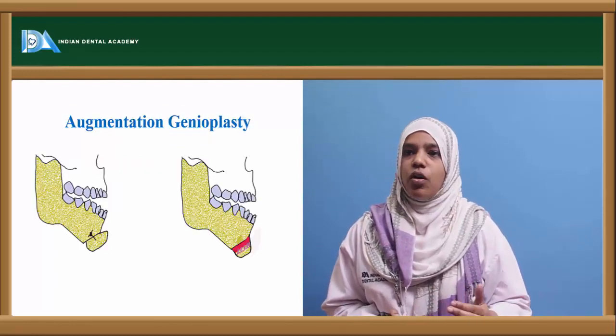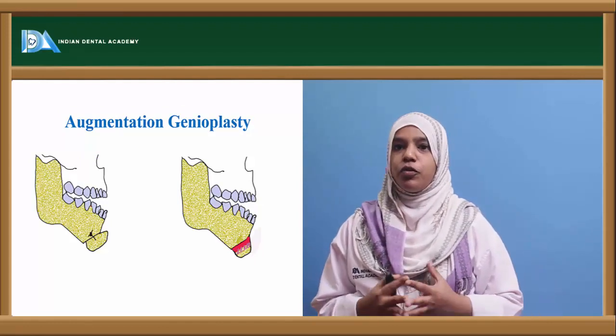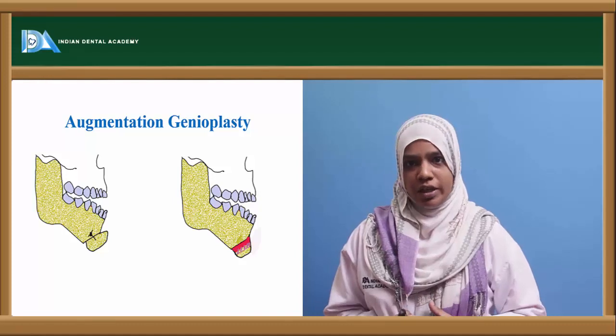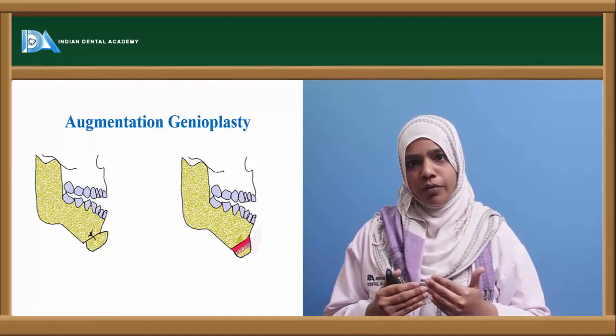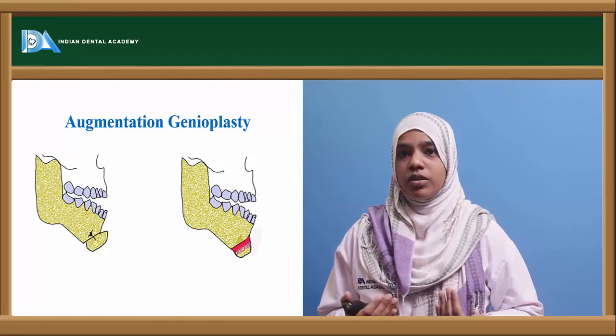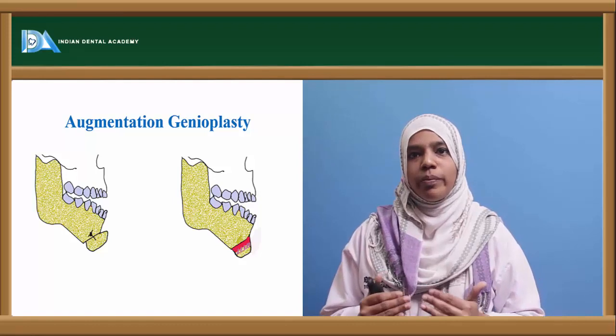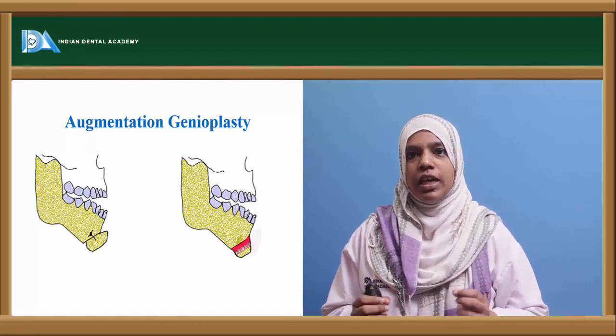Now, in case of augmentation genioplasty, as I mentioned earlier, you have to give a degloving incision from canine to canine region. Either you will have a vestibular incision, with the incision more towards the lip, or you will give a Crown's incision, which is a W-shaped incision. Once you have done this, you do complete mucoperiosteal elevation and deglove the chin.